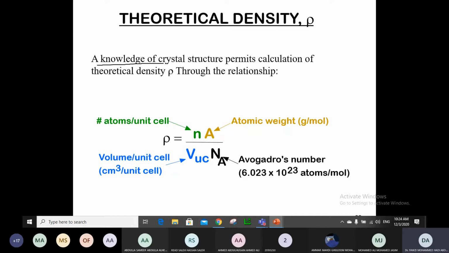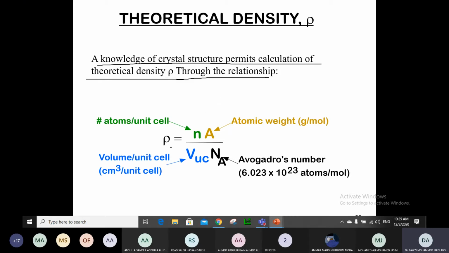But a knowledge of a crystal structure also permits the calculation of theoretical density. And let us look at how we can calculate the theoretical density and how it compares to the experimental values that we get from the lab.